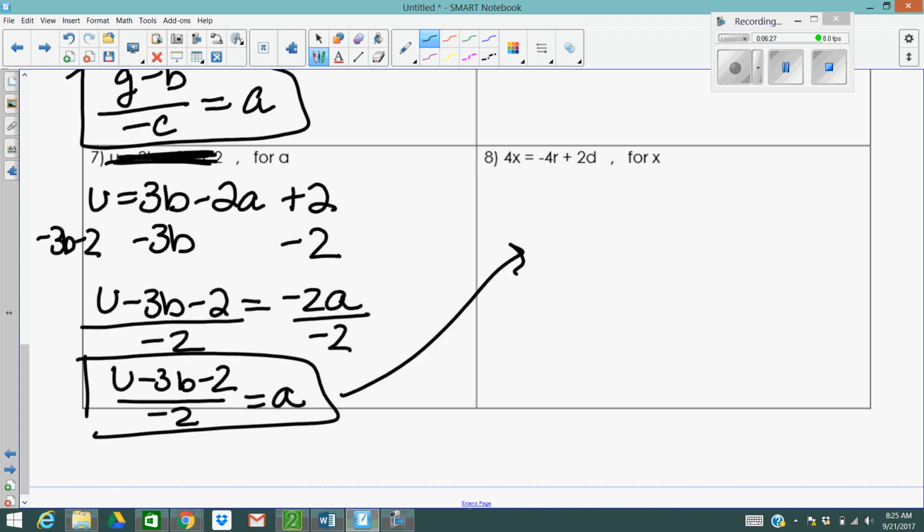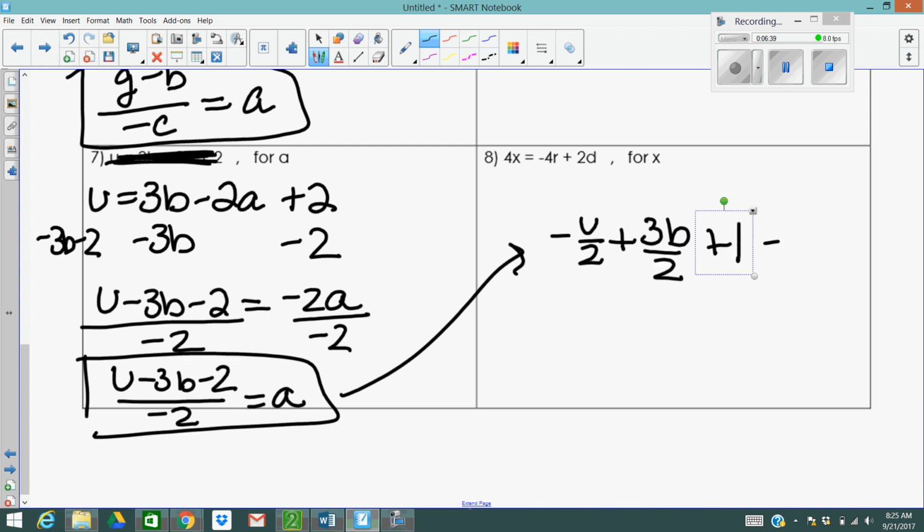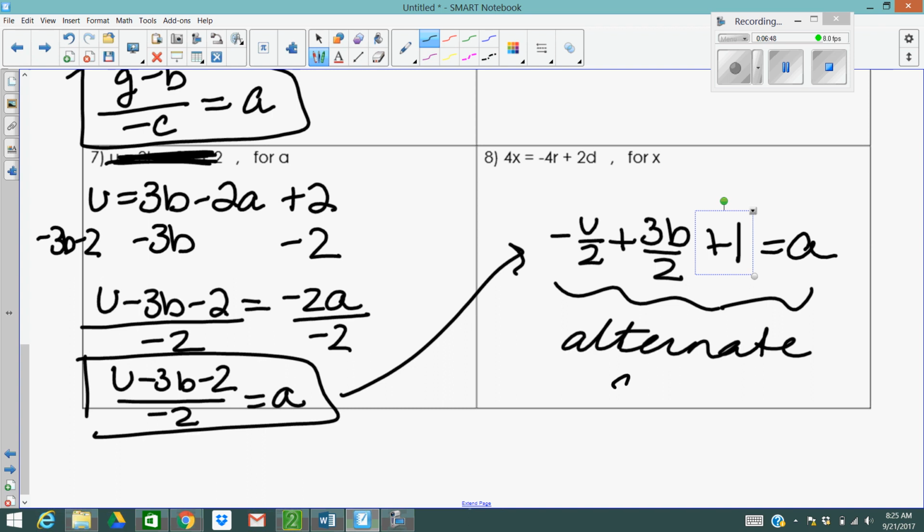So another way that I could express this answer is negative u over 2 plus 3b over 2, because 2 negatives makes a positive when we're dividing, plus 1. So this is an alternate solution. One of them is not better than the other, but both are equally good.